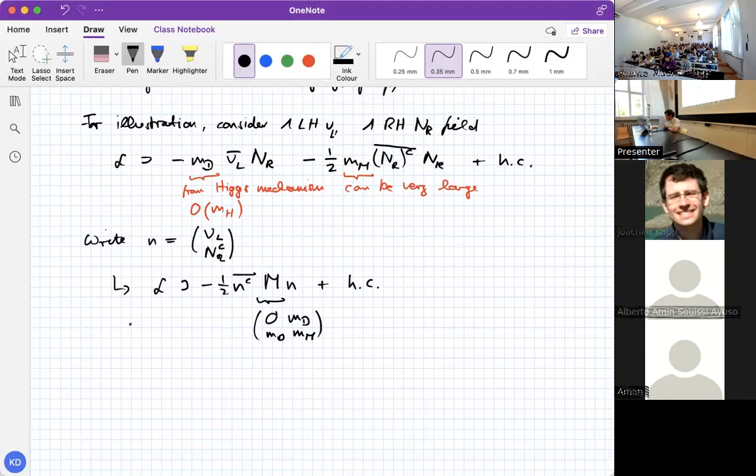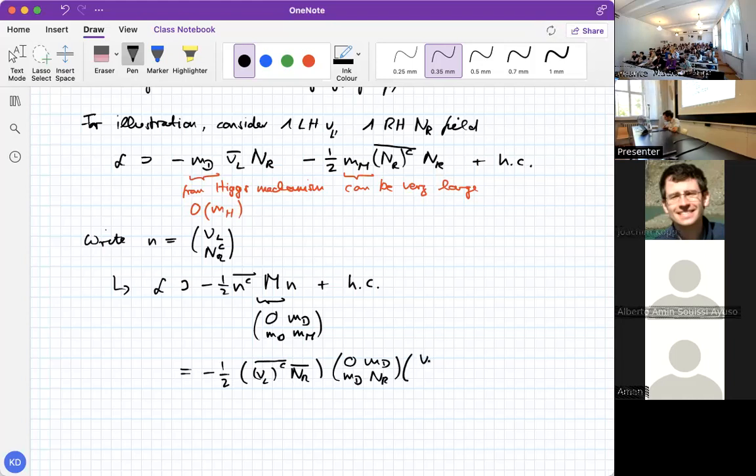So just to make this explicit again, to help you see that this is really identical, if I write out the n field again, I have here nu left charge conjugate bar and N_R bar times this mass matrix 0, M_D, M_D, M_M times nu left, N_R charge conjugate. So now if you multiply this out again, you get back the Lagrangian that you can see at the top of the screen now.